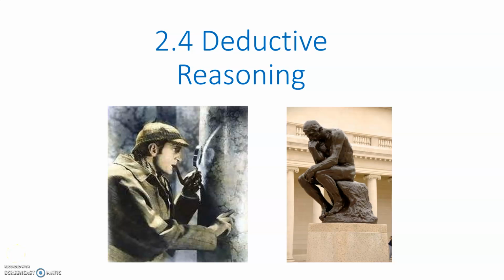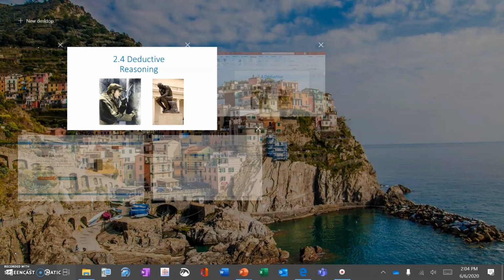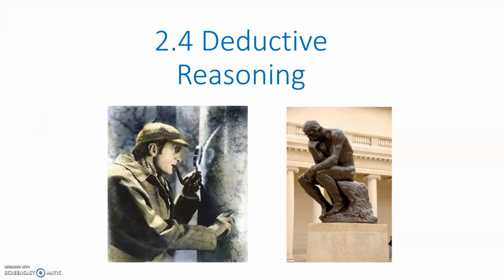This is our third way of reasoning that we're going to be talking about in Chapter 2. Remember, in Section 2.1, we talked about visual reasoning. In Section 2.2, we talked about inductive reasoning. And now in Section 2.4, we're going to talk about deductive reasoning. And I have pictures of Sherlock Holmes and the thinker on here as symbols of what deductive reasoning is going to be like.